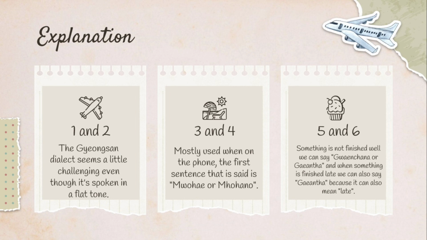For explanation, the first and second videos, the Gyeongsan dialect seems a little challenging even though it's spoken in a flat tone. The third and fourth videos are mostly used when on the phone. The first sentence that is said is moe or moano. The fifth and sixth, when something is not finished, we can say quinchana or quinta, and when something is finished late we can also say quinta because it can also mean late.